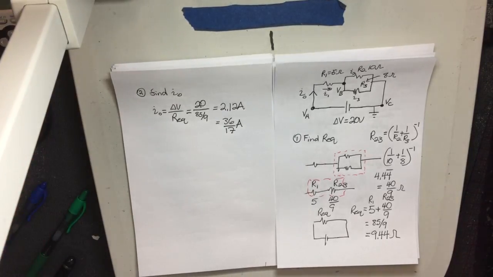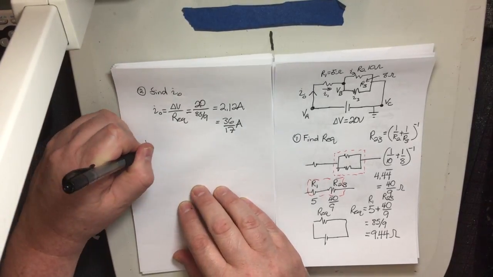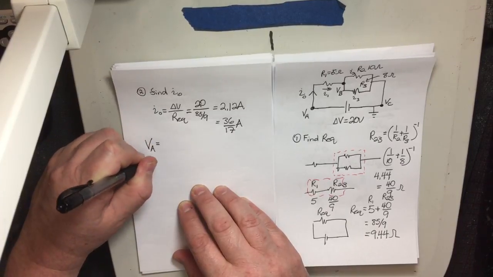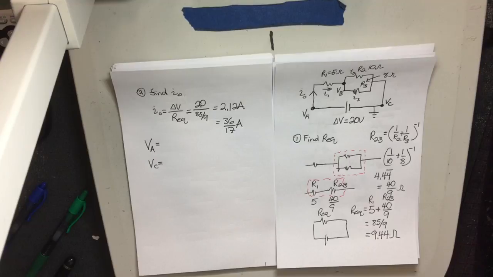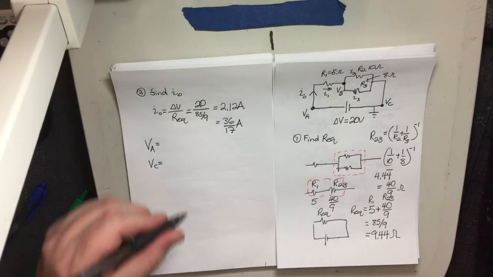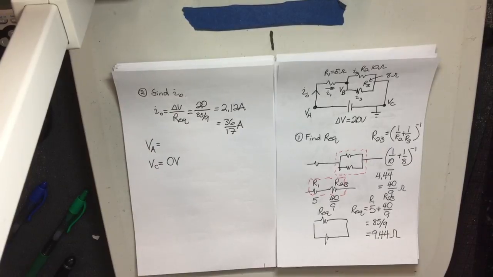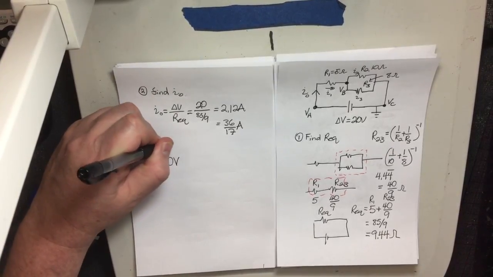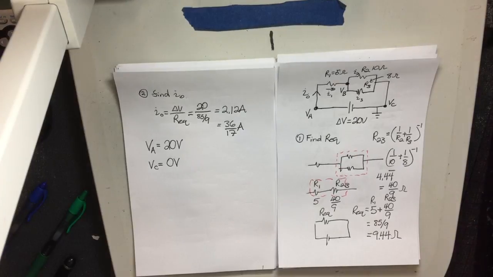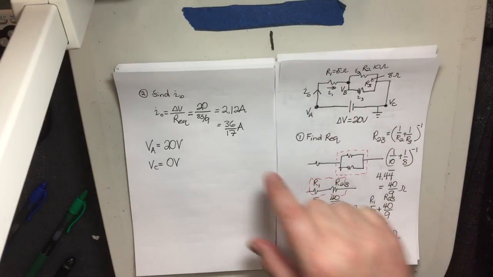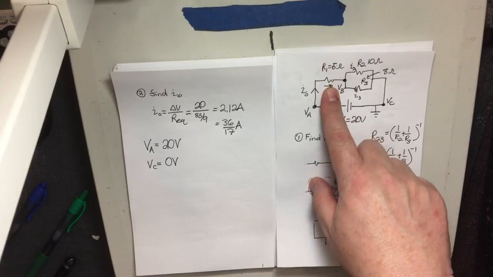Now let's knock out some easy potentials. What's the potential at C? It's 0. It's attached to the ground. What's the potential at A? 20. It's at the top of the battery. Now, there's another easy trivial current: it's the current I1 running across resistor 1. I naught is 2.12 amps. So what's the current I1?